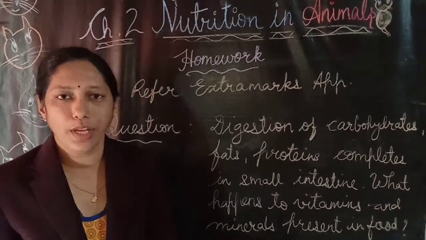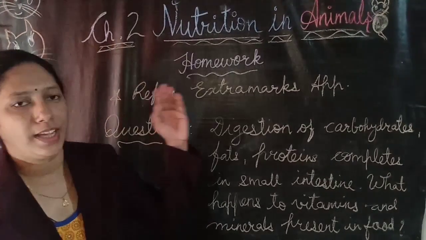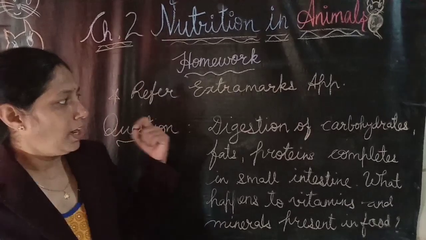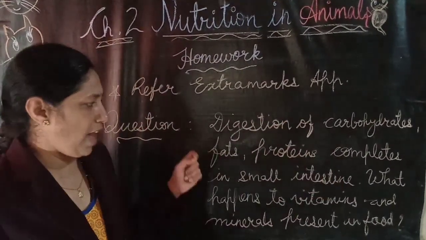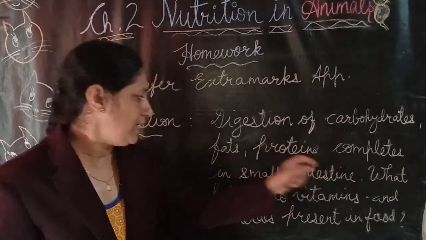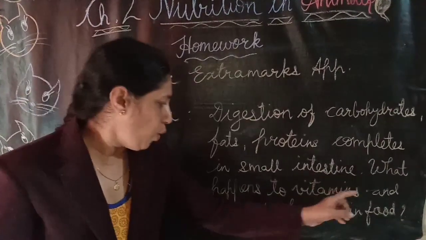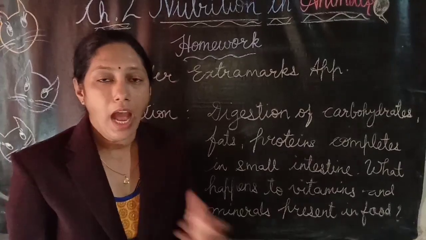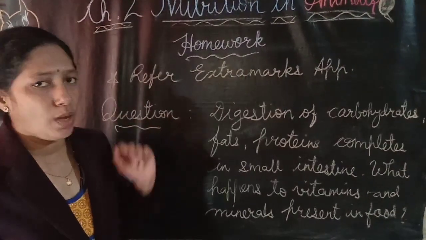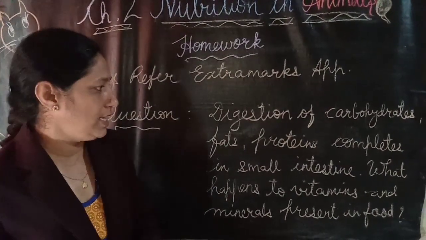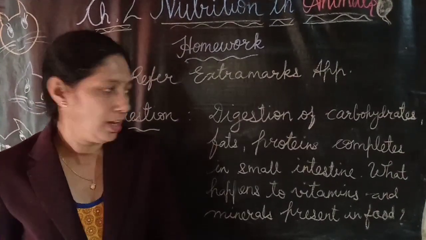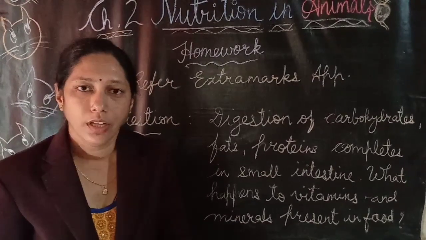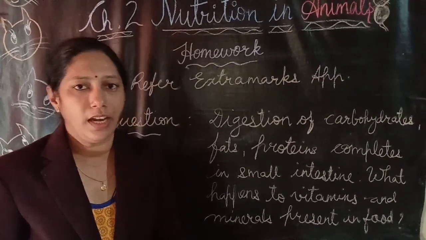Now it's time for today's homework. Today's homework is refer extra marks F for today's topic, and today's question is: digestion of carbohydrates, fats, proteins completes in small intestine. What happens to vitamins and minerals present in food? I repeat the question. Digestion of carbohydrates, fats, proteins completes in small intestine. What happens to vitamins and minerals present in the food? Just find out the answer. Be ready with your answers.